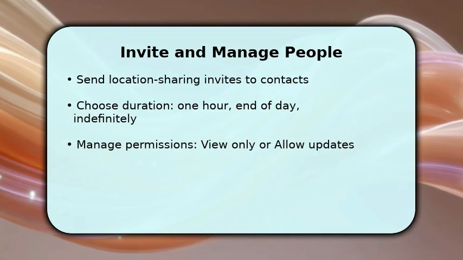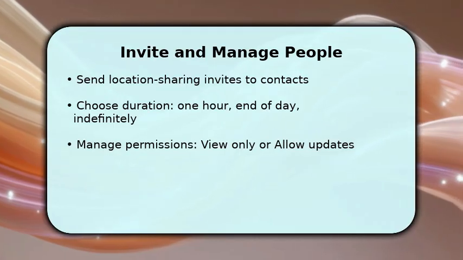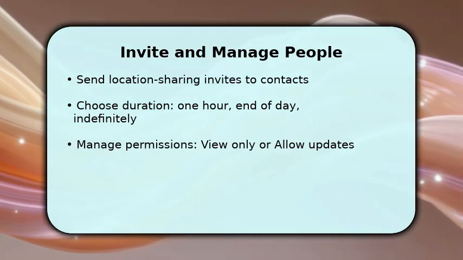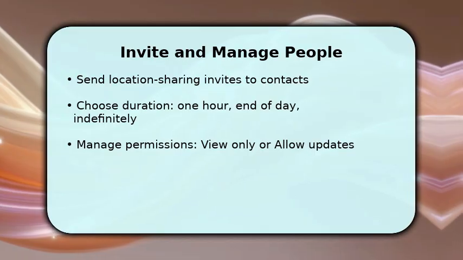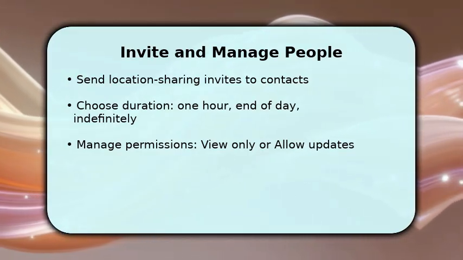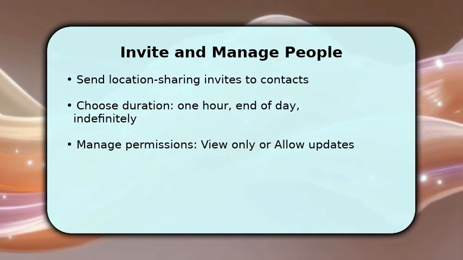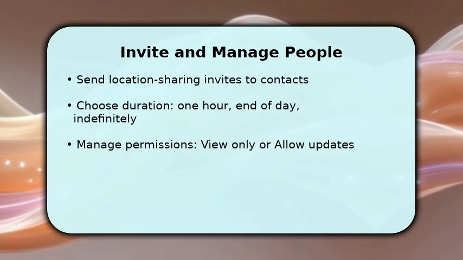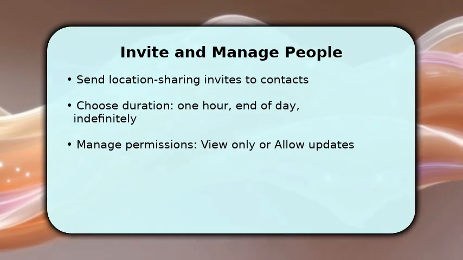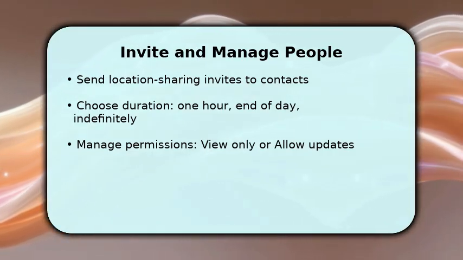Now you invite people and set permissions. You tap Share My Location, choose a contact, then pick 1 hour, until end of day, or indefinitely. This controls how long they can see you. Once they accept, you'll see their status in People. To change or stop sharing, select the person and tap Stop Sharing or Edit to allow updates.